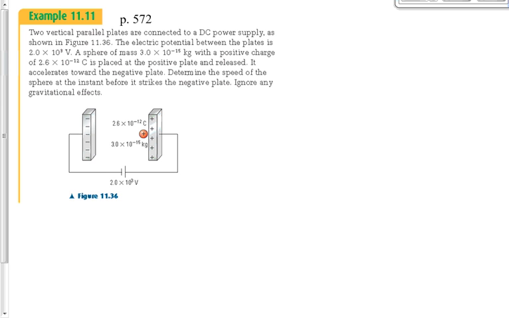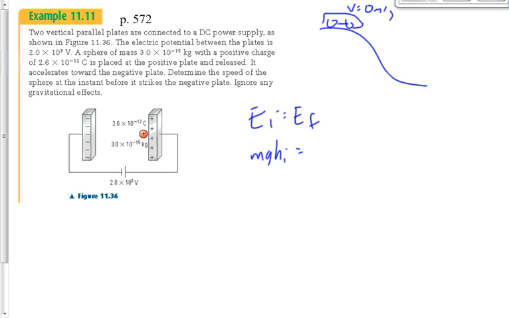If a charged particle speeds up, we're going to think of it as the car going down the hill. Now, it started at rest, didn't it? Yeah, it's placed there, so it's going to start at rest. We're going to start off with potential energy, and that's it. We want to find the speed the instant before it strikes the negative plate, like the speed of the car when it reaches the bottom of the hill. So it's kinetic energy. But we're going to sub in QV for MGH.